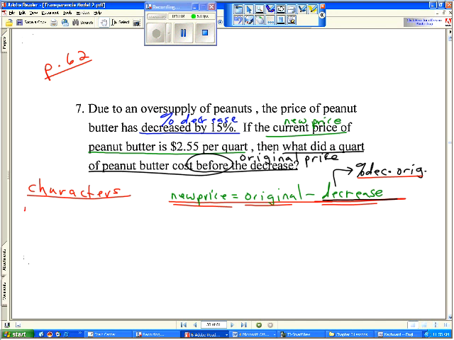And so we're going to have new price, original price, percent decrease. Why do we put percent decrease before decrease? Because we use the percent decrease to find the decrease. Good.